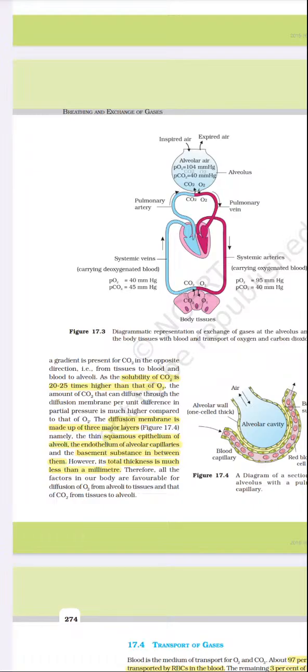The diffusion membrane is made up of three major layers, namely the thin squamous epithelium of alveoli, the endothelium of alveolar capillary, and the basement substance in between them.